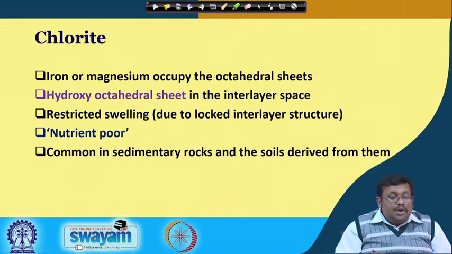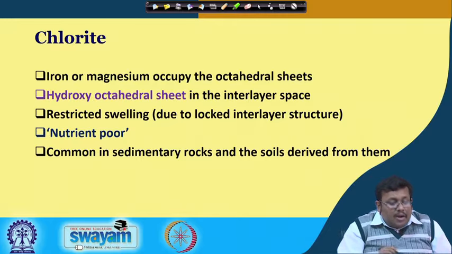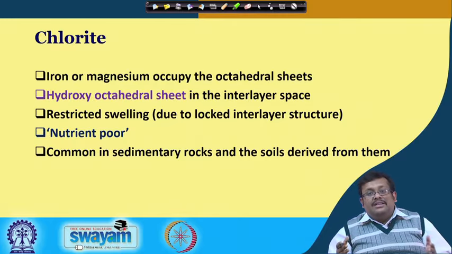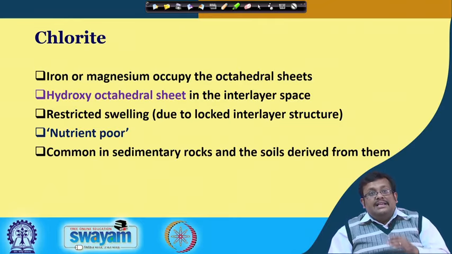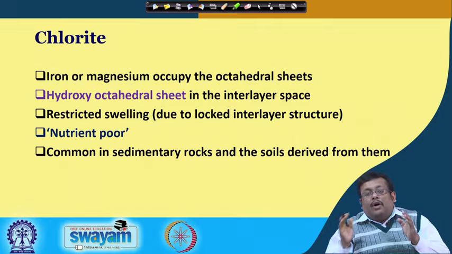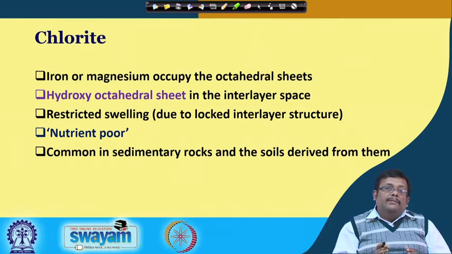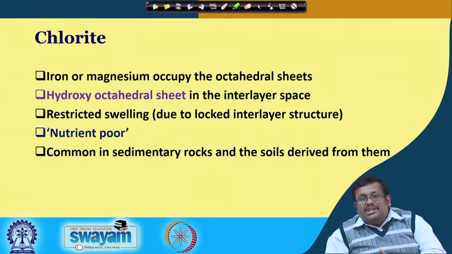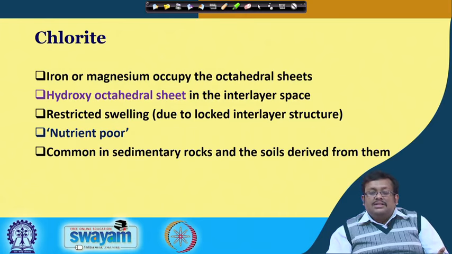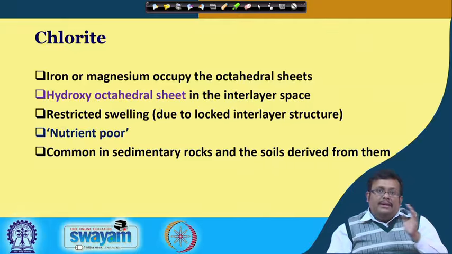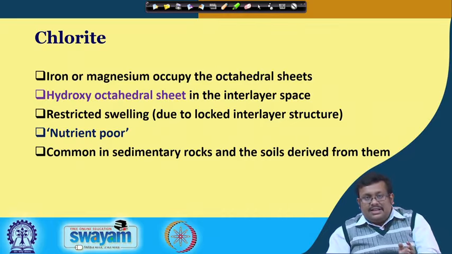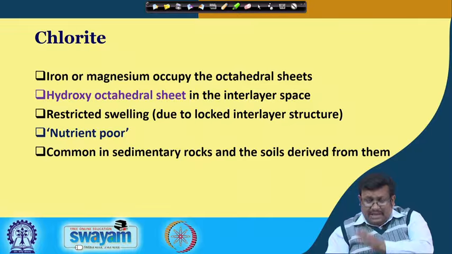Alright. So, the final one, chlorite. Chlorite basically has a similar structure to the other 2:1 type of minerals. However, in the interlayer space there is iron or magnesium. There will be an interlayer octahedral sheet which will be occupied by either iron or magnesium. We talked about that in our last class. Obviously, when there is a magnesium hydroxide interlayer, that will be considered a brucite layer. When there is an aluminum hydroxide interlayer, that will be considered a gibbsite layer.